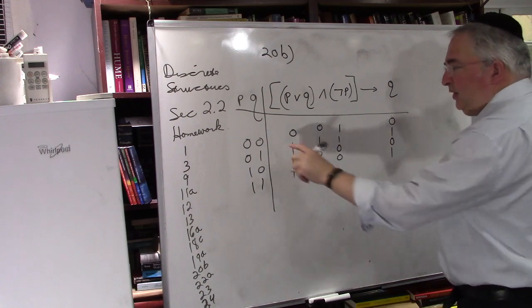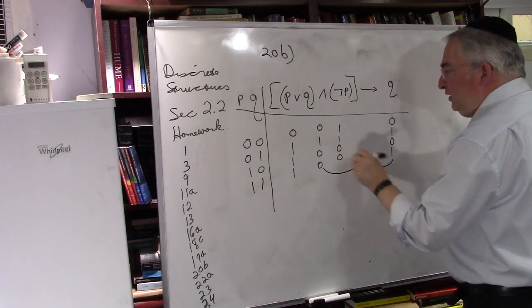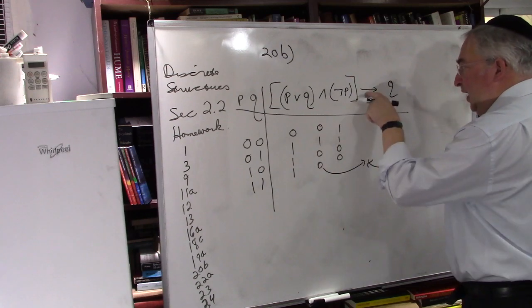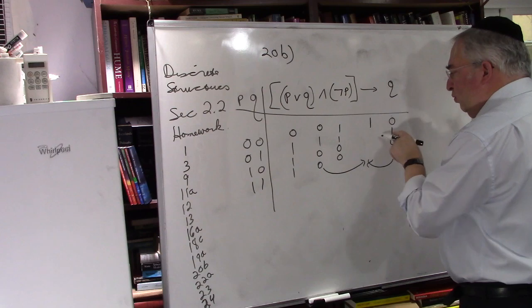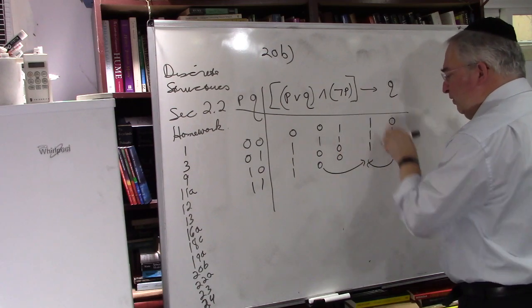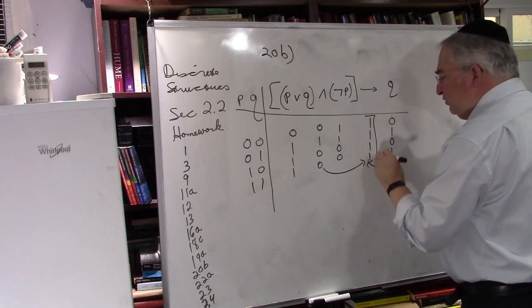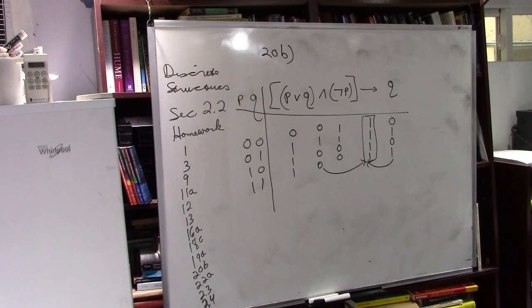And now we're doing the arrow. We're going to bring this together with this. 0 arrow 0 is 1. 1 arrow 1 is 1. 0 arrow 0 is 1. 0 arrow 1 is 1. That's a tautology, therefore this is true.